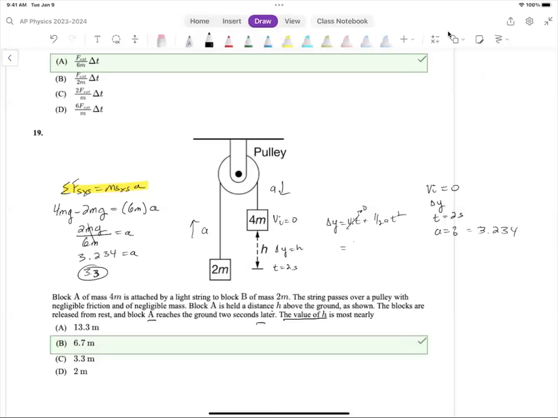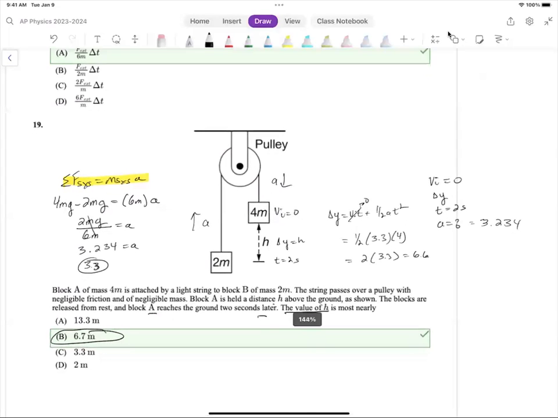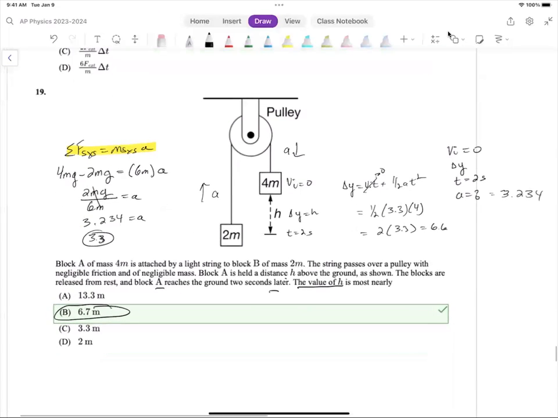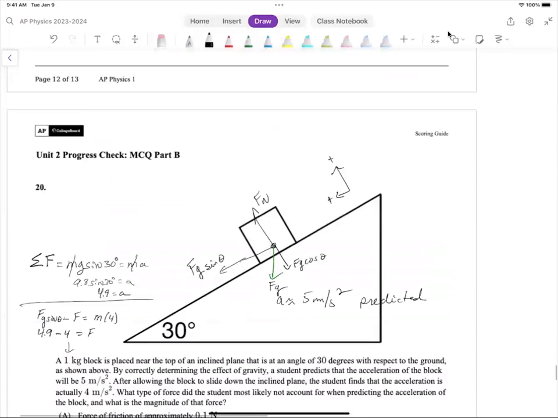Delta y is equal to 1/2 times 3.3 times t squared. T squared is 2 squared, so 4. So that is equal to 2 times 3.3, which is equal to 6.6. You didn't even need to use a calculator if you assume little g is 10, and you can find the delta y there. And I will talk about that more in class. We cannot do that with expert TA, but for AP exams, you can assume g is 10.